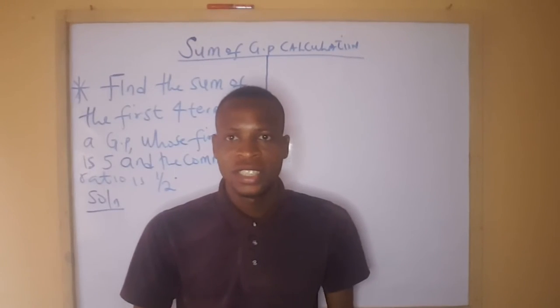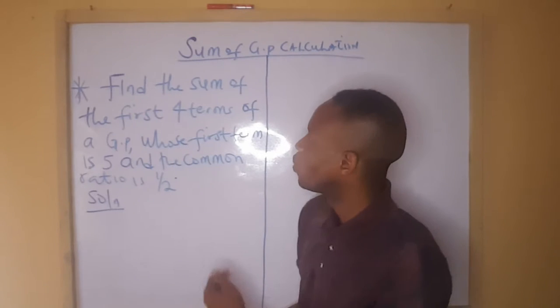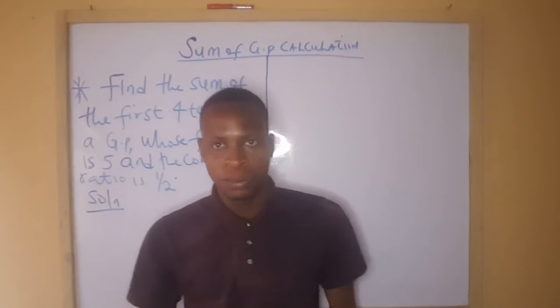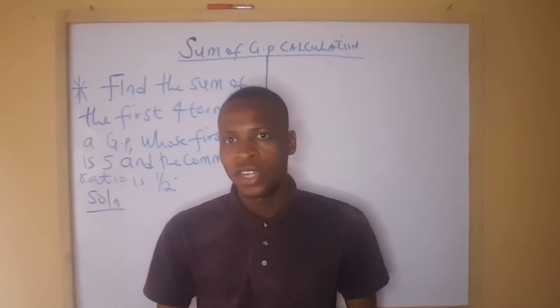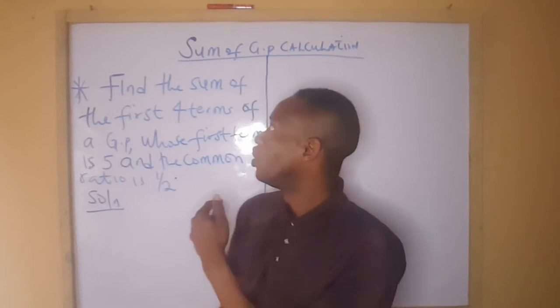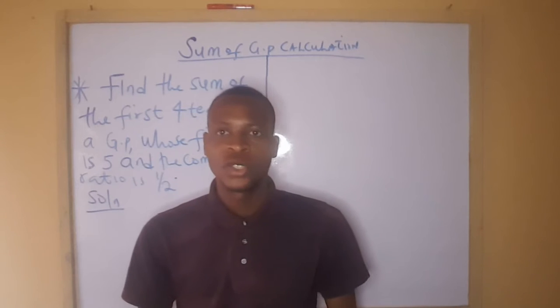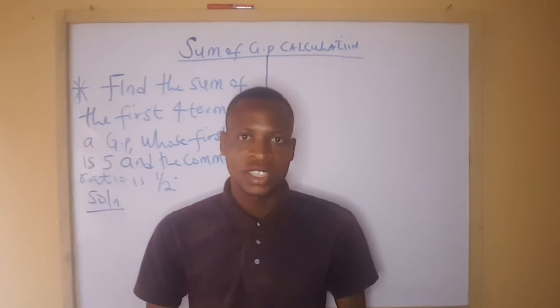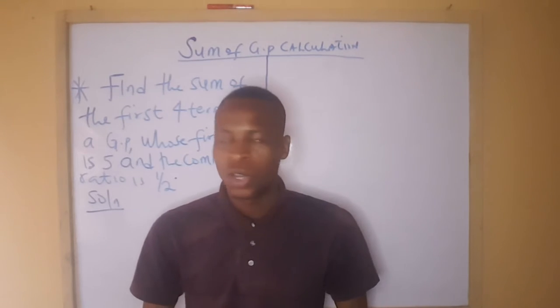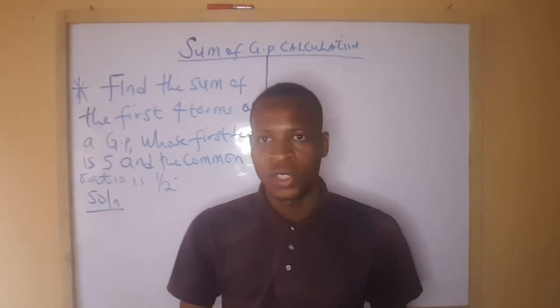In today's lesson, we are going to provide a solution to this particular question on sum of GP. Remember that my last video is based on how to find the formula of sum of GP, when I consider two formulas for that, when r is less than 1 and also when r is greater than 1. So we are going to be putting that into practice here today.